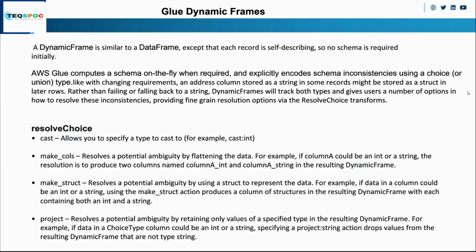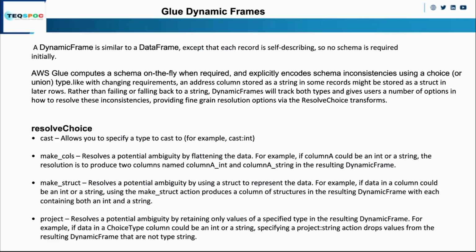Okay, so now we are introduced to a new term, dynamic frames. Now, what is a dynamic frame? We have heard about data frames in PySpark, but let's come to dynamic frames now. A dynamic frame is similar to a data frame, except that each record is self-describing, so no schema is required initially. Okay, this is a bit of a complicated phenomenon, right? That no schema is required initially. What does it mean? Let's take a look at an example.